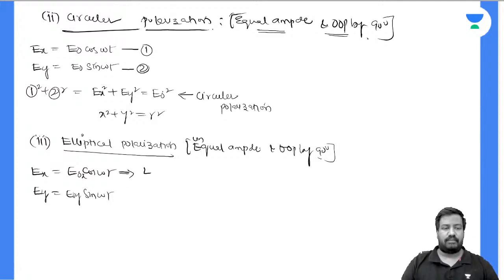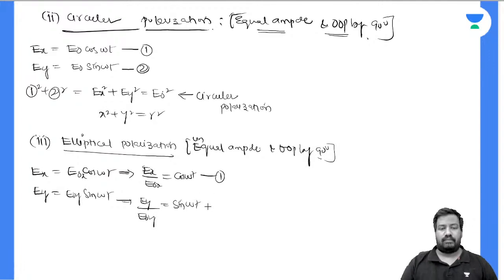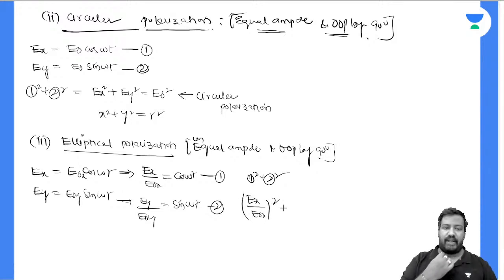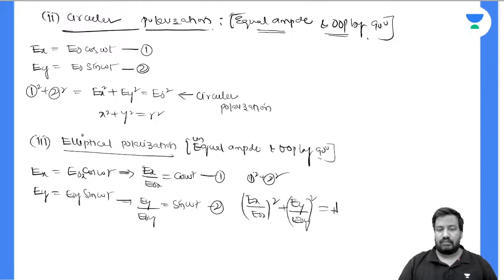This implies Ex by E naught x is cos omega t, Ey by E naught y is sin omega t. This is 1 and this is 2. 1 square plus 2 square: Ex by E naught x whole square plus Ey by E naught y whole square is equal to 1. It's the equation of an ellipse.